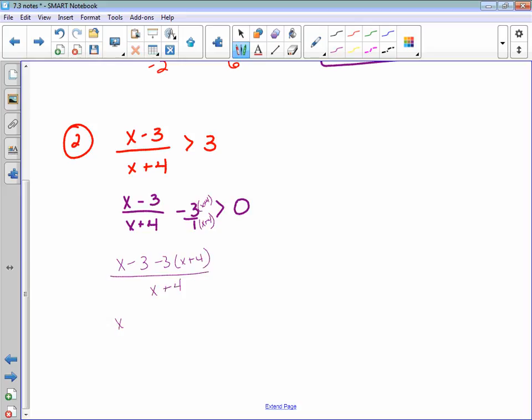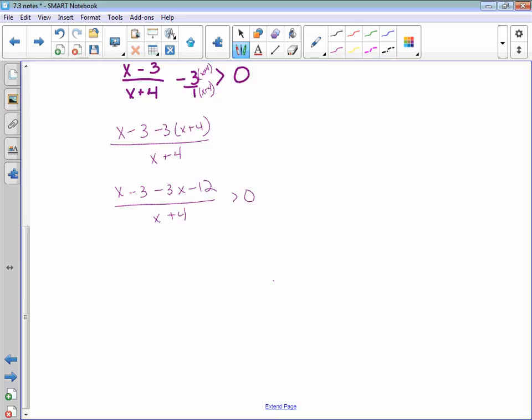So guys, that's x minus 3 and then minus 3x minus 12. Does that make sense to you? So we actually have negative 2x minus 15 over x plus 4.